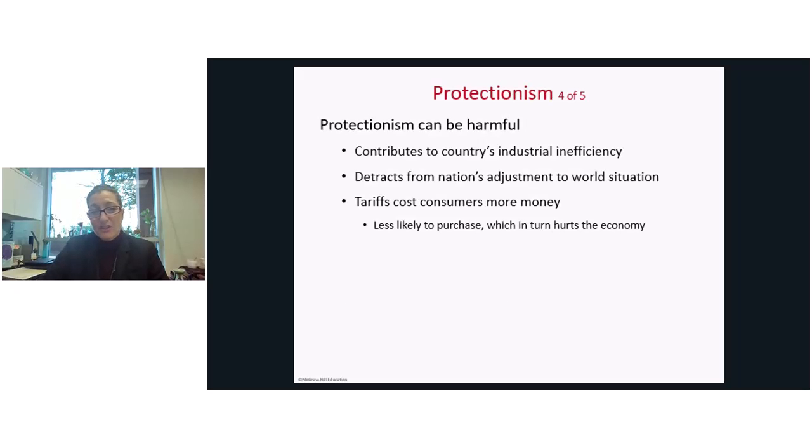The thing is that protectionism can be harmful. It contributes to industrial inefficiency for the nation. It detracts from the nation's adjustment to the world situation, so it detracts from the free market mechanism. And what ends up happening, as we've seen with the China tariffs that were signed into law this week, is they cost the American consumers money, making them less likely to purchase, which in turn hurts the economy.